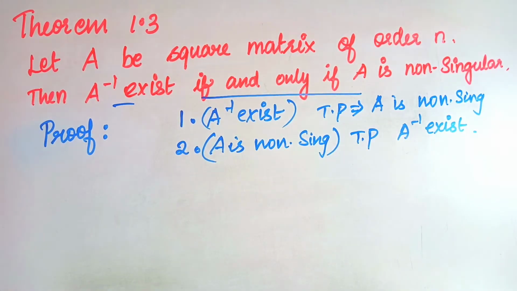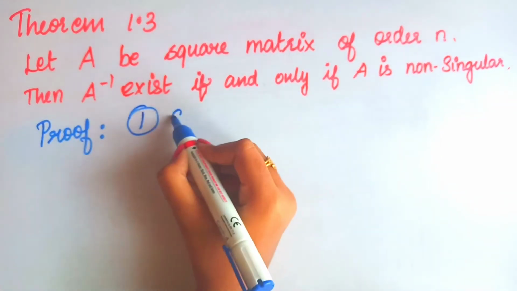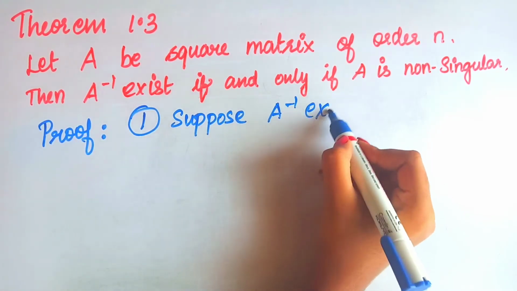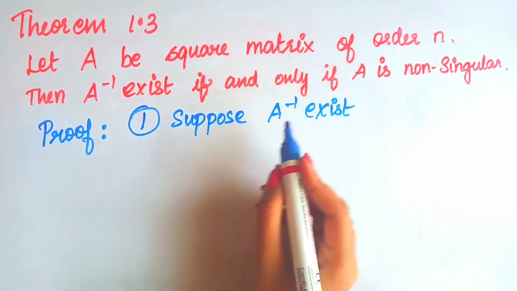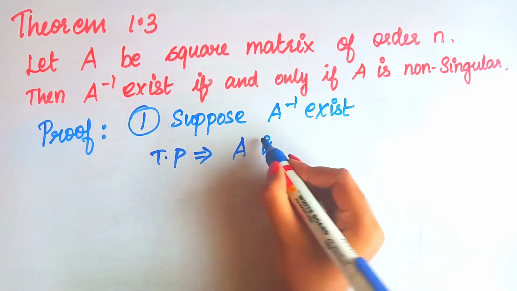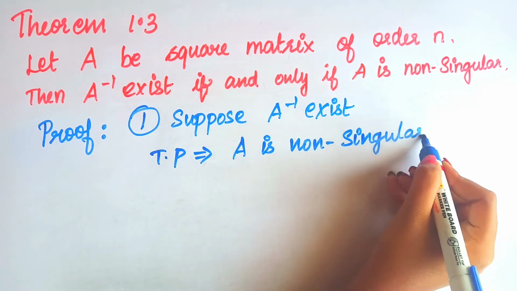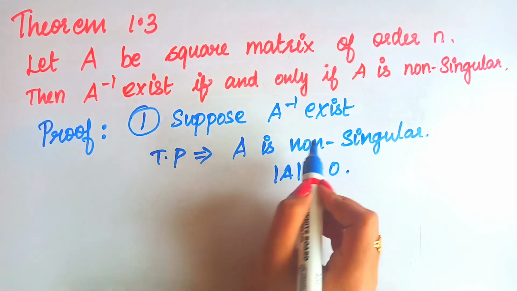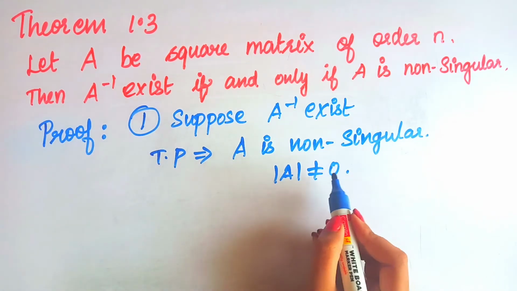Now let's get into the theorem. Proof. As I said, let's take the first part as: suppose A inverse exists. So first we are taking this as the given part and we have to prove A is non-singular. So what is non-singular? If the determinant of A is not equal to 0, then you can say that A is non-singular. Okay, so we have to show that determinant of A is not equal to 0.